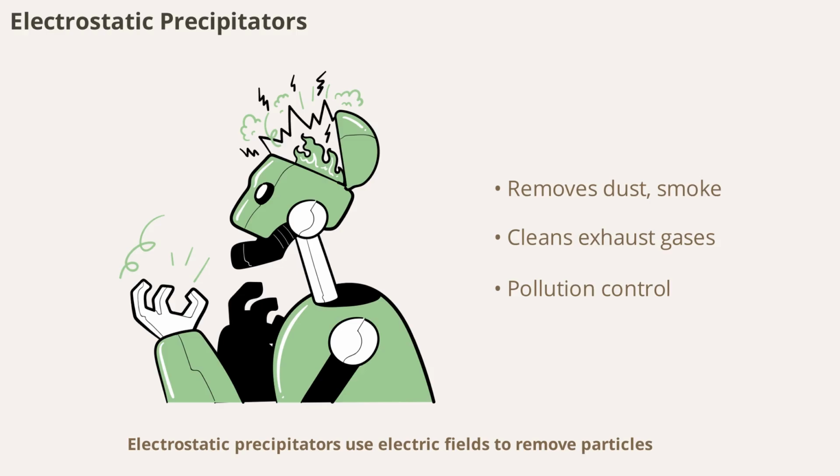Electrostatic precipitators use electric fields to remove particles from exhaust gases in power plants and factories. Charged plates attract dust and smoke, cleaning the air before it's released into the environment. This technology is a practical application of electrostatics for pollution control.